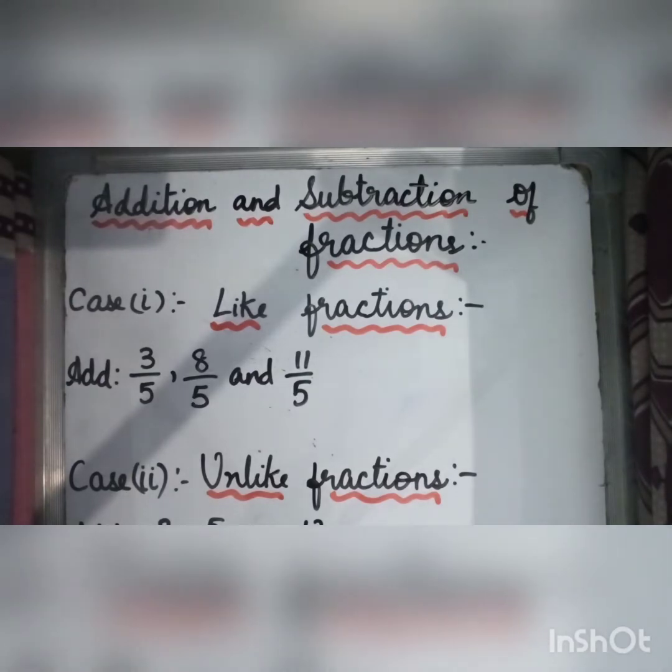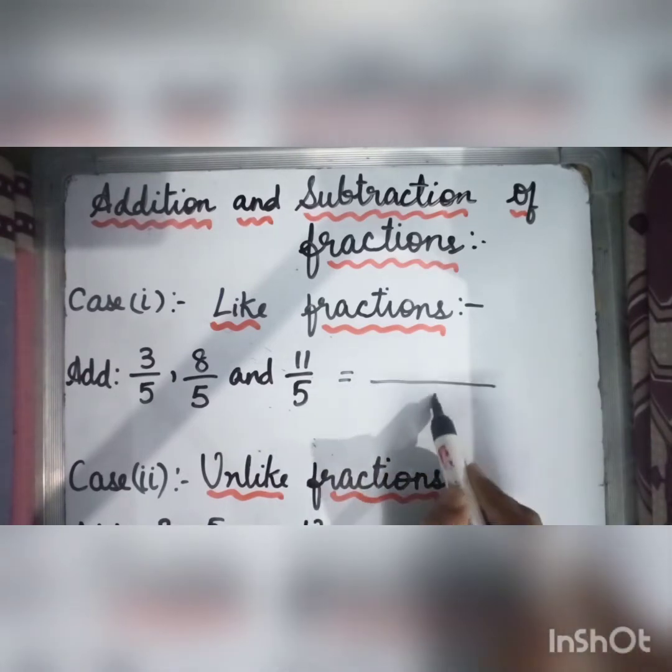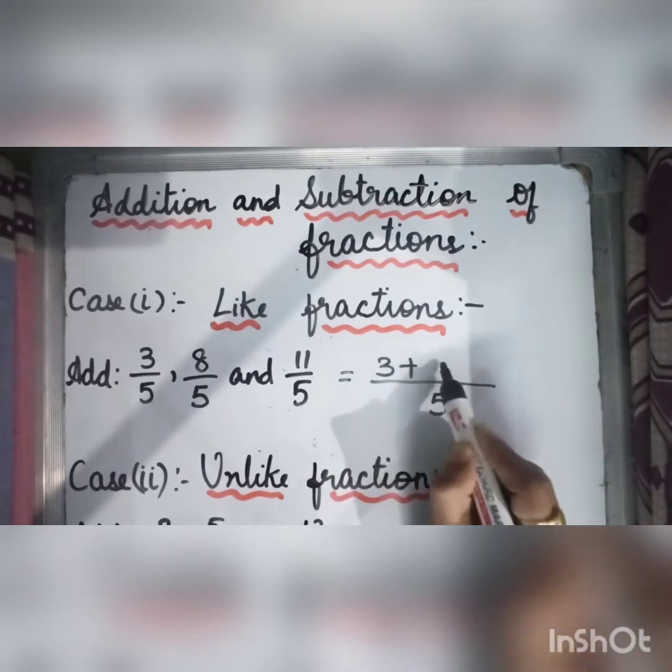Now in this addition and subtraction of fractions we have two cases: like fractions, where the denominators are same, and unlike fractions, where the denominators are not same. When the denominators are same, or when you are given like fractions to add, it is very easy. Since the denominators are same, you take the same denominator and add all the numerators together.